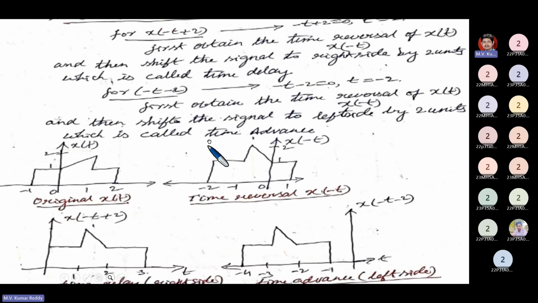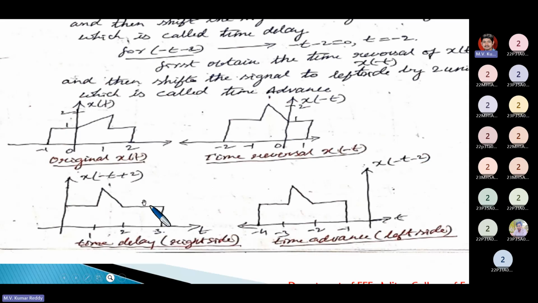So the same graph is shifted by 2 units. Here we have minus 2. This should be shifted to the right side, so it will come to 0. See here, it has come to 0.